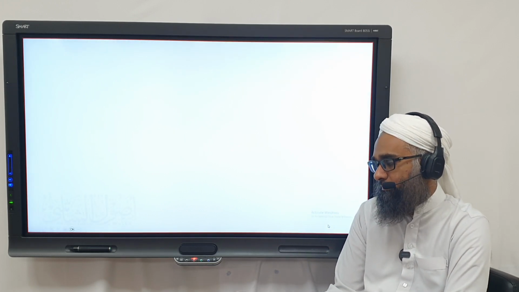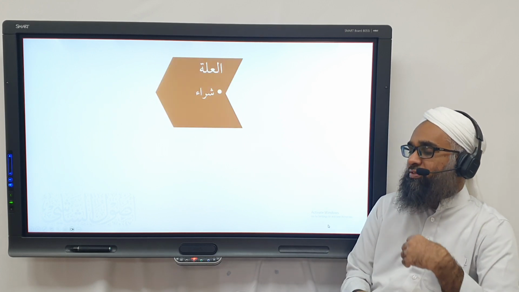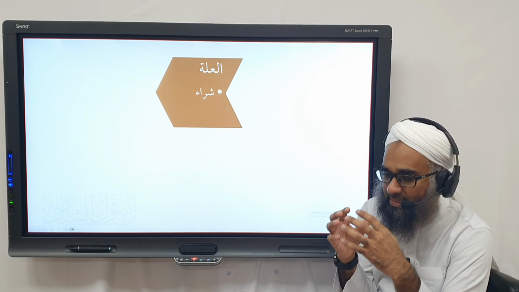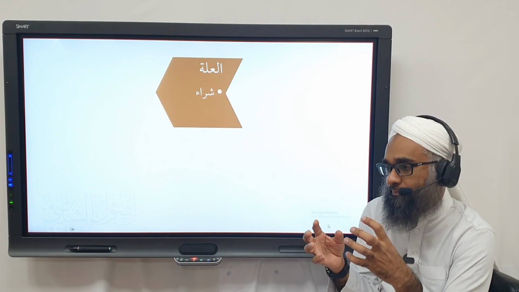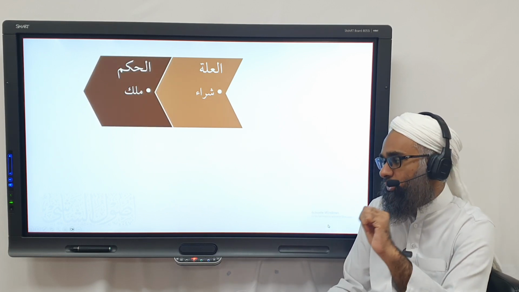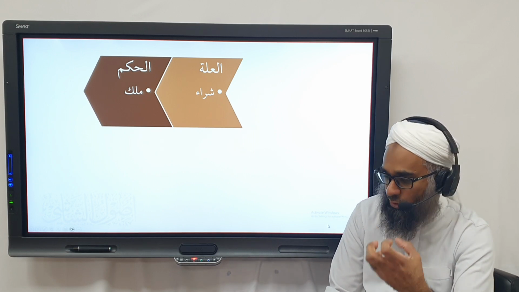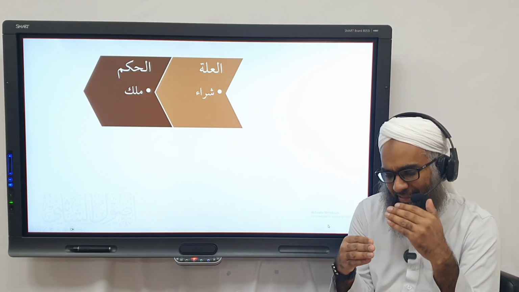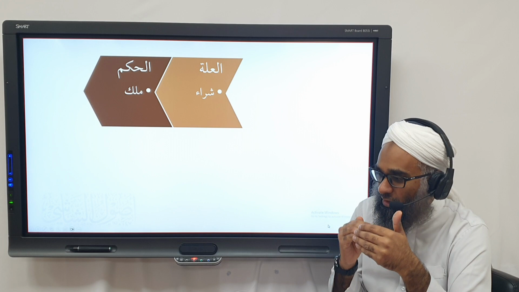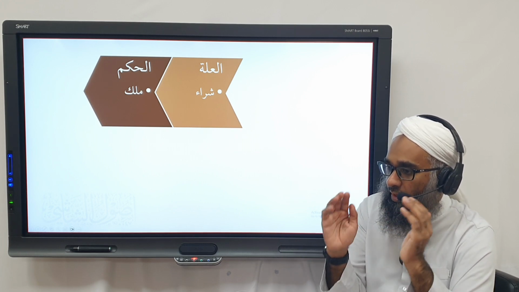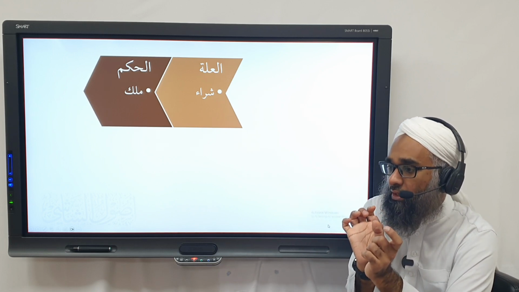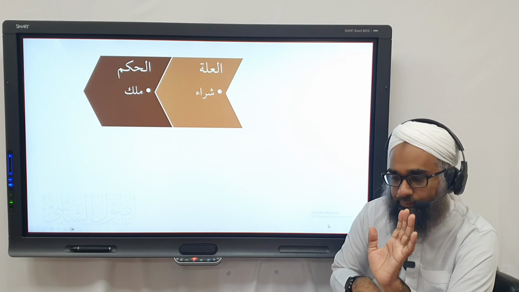So what are these two alaqa? Let me explain. We have something called an illah. An illah is something which is a direct cause of the hukm. Let's take an example: shira. What does shira mean? To purchase, to buy. So when you buy something, that directly leads to ownership. So the shira is the illah of the hukm, which is milk. So shira is the illah of milk. Illah is linked directly to the hukm. Do you understand that so far?